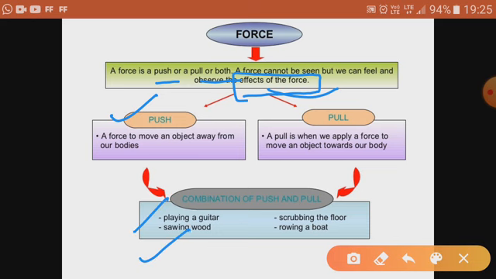This is the example where we can say sometimes it's purely push or pull, or sometimes it's a combination of both. So ultimately, what is force? Force is push or pull or both.